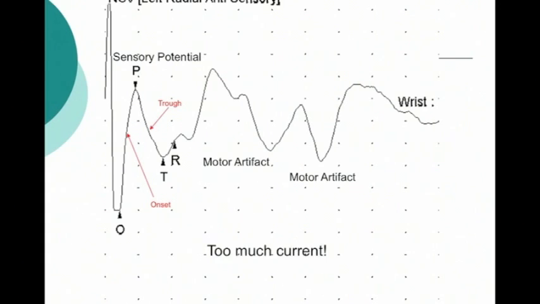The things on the right are motor artifact. Again, we're just delivering too much current here. You really should stop when the sensory potential peaks and when you're producing the least motor artifact possible.